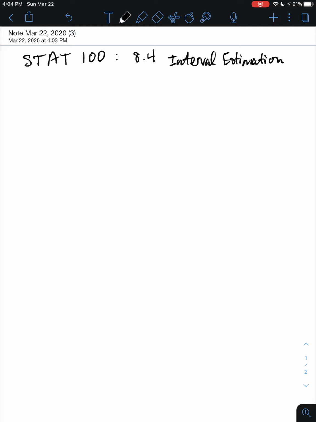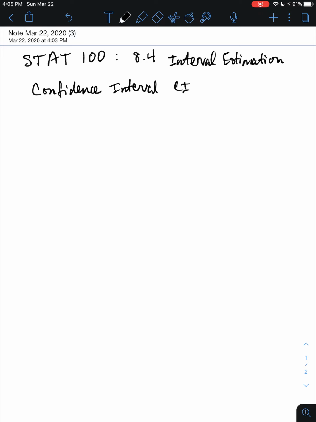This one is going to be on Section 8.4, Interval Estimation. Interval estimation is the main topic of Chapter 8. The big deal here is confidence intervals. We are fully into inferential statistics now that we're talking about confidence intervals.